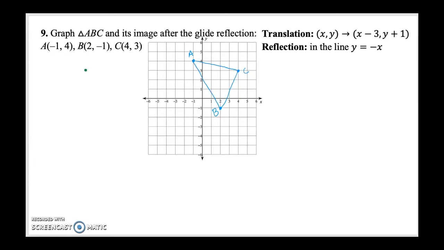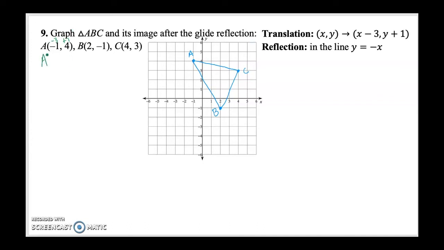So now that we've got triangle ABC here, we are going to translate it first. You generally do want to do the transformations in the order that they say them, because it's not always going to give you the same thing if you switch the order. So let's first translate this negative 3 and plus 1. So that would be left 3 and up 1, or we can do that by subtracting 3 from the x value and adding 1 to the y value.